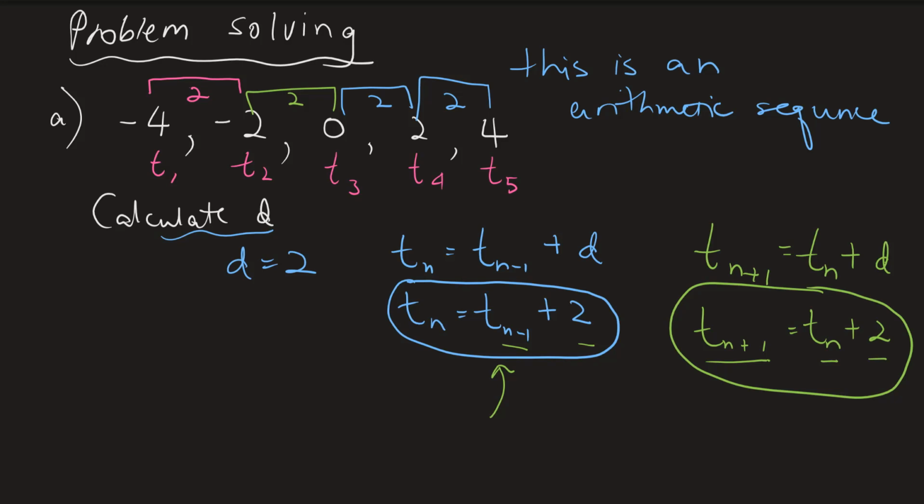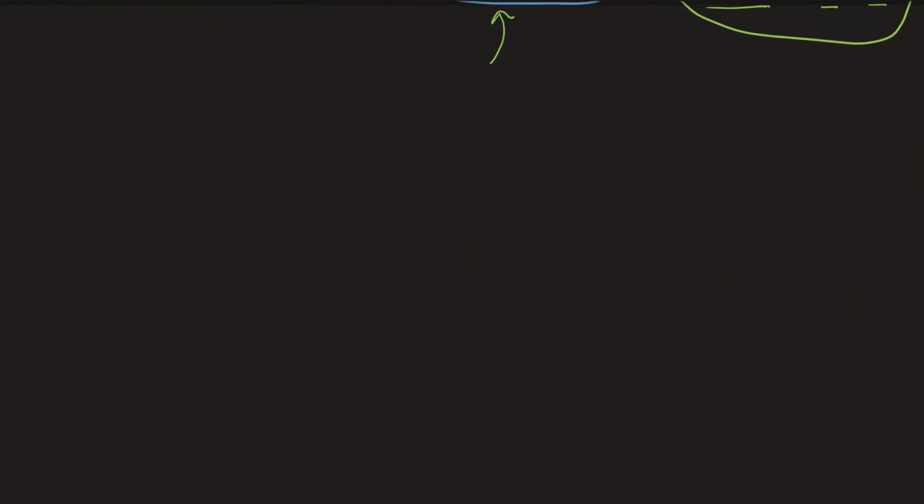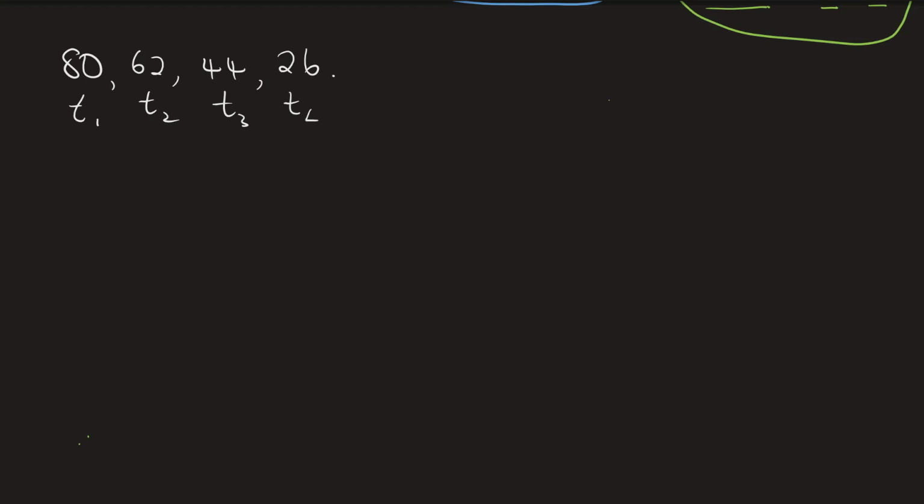Before we go, I want to show you one last thing, and that is when you have a negative value of D. Let's take a look at this sequence here. 80, 62, 44, and the last term is 26. Put a full stop at the end of it. Now you can see the numbers are getting smaller. All right, so let's calculate D. I'm going to label this T1, T2, T3, T4.